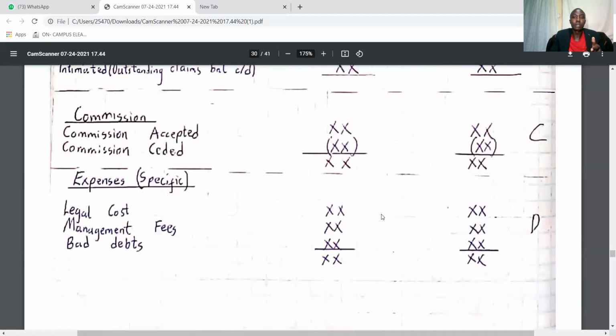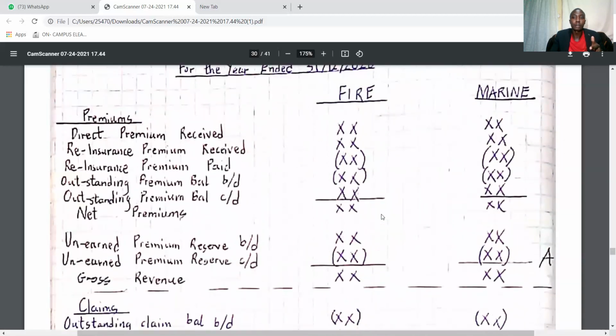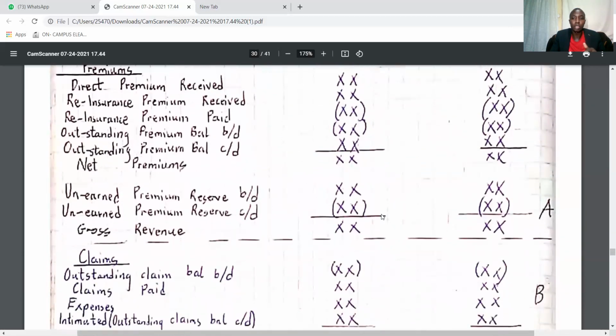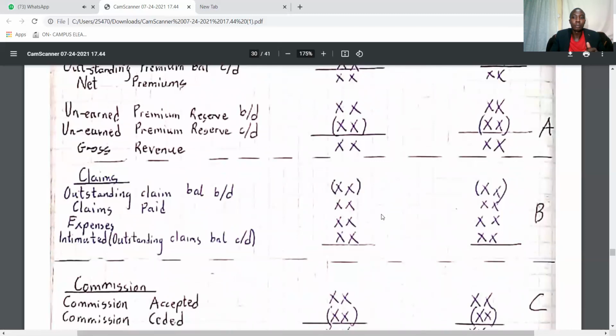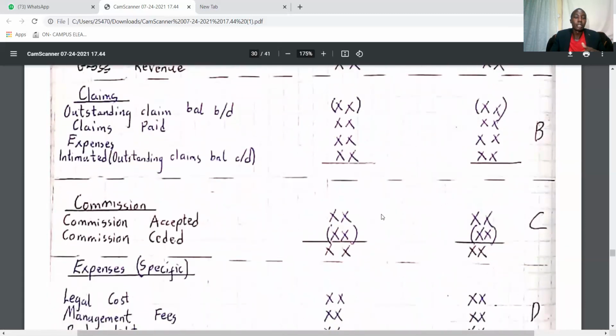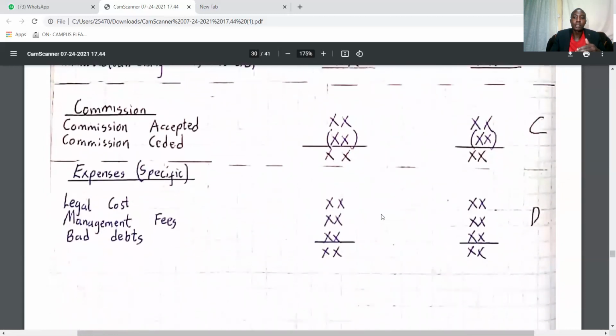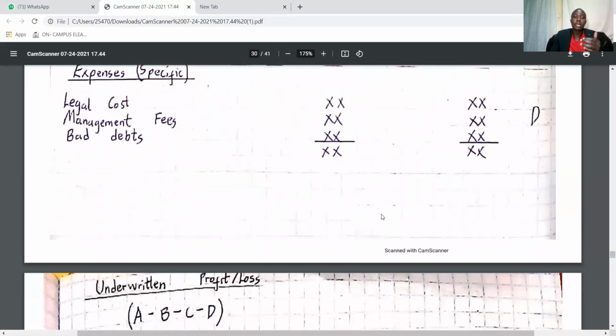So once you are done with the four parts of this, remember that the premiums gave us a gross revenue, that is my A. Claims will be B, the total claims you get. Commission, C, then the expenses is D. So in order now to get the underwriting profit or loss, you take your A minus B minus C, the totals, that is. So you subtract the three. And that is the relevant format you are supposed to follow when you are preparing your revenue account for insurance firms.